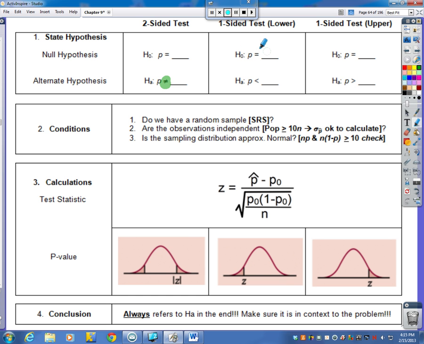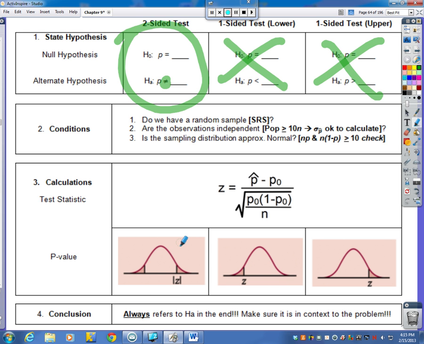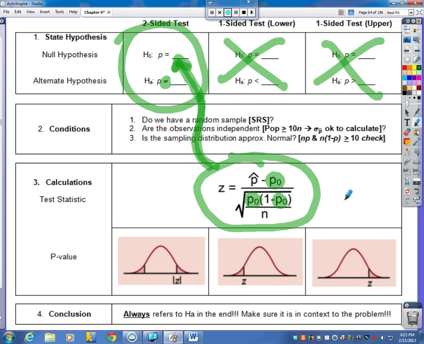Now, for this video, we're not going to be doing those. We're going to be working on what our null and alternate hypotheses should be. We're still going to have the same conditions. We're still going to use the same formula for the calculation of our test statistic. Just keep in mind that our p sub naught value, which we see 3 times in our formula, is whatever we have up here in our null hypothesis.